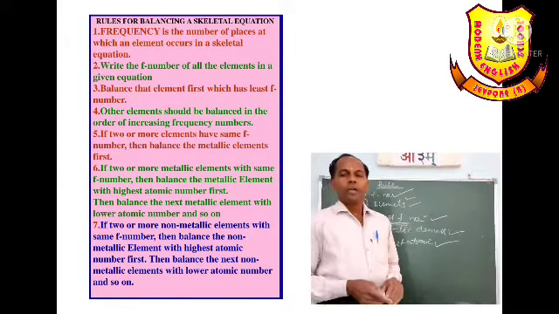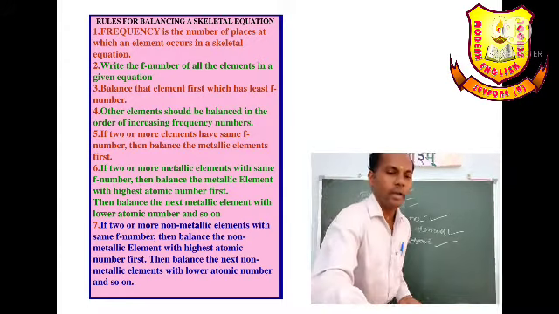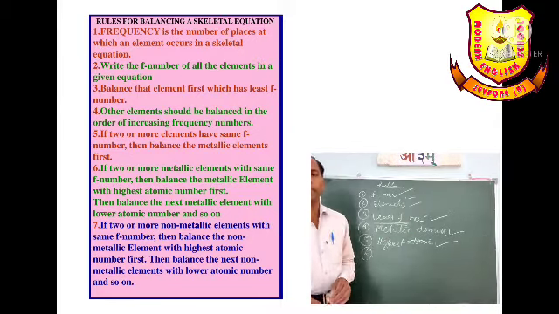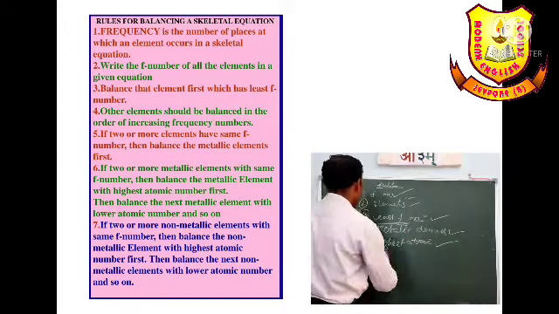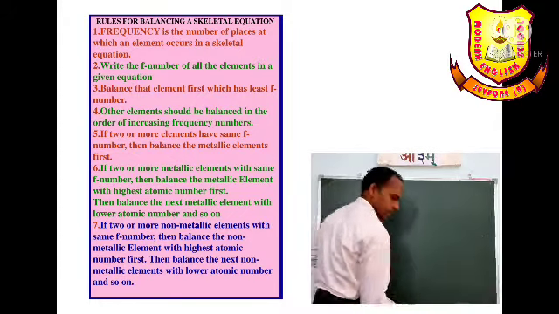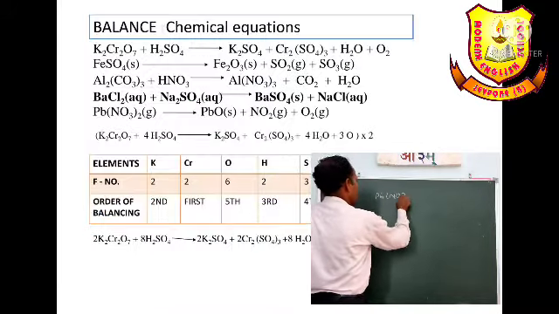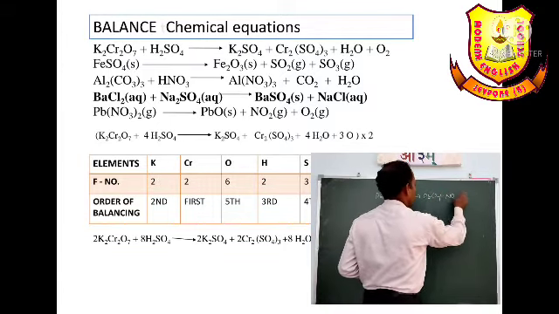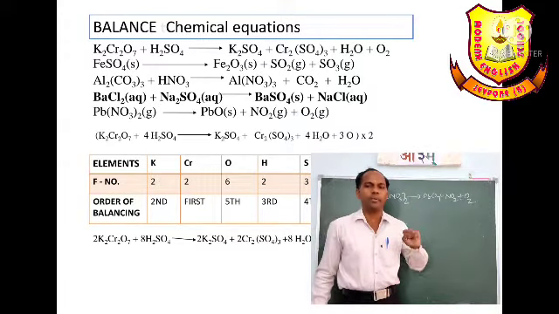Okay, now we will go through an example. Take one example: Pb(NO3)2 produces PbO plus NO2 plus O2. I will take this one as the example. This is important, that's why I am telling you.